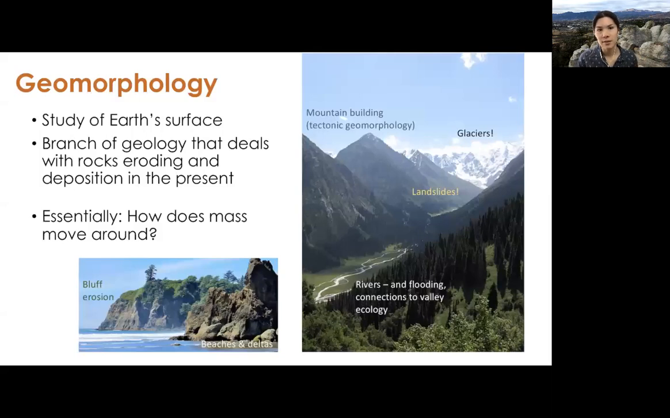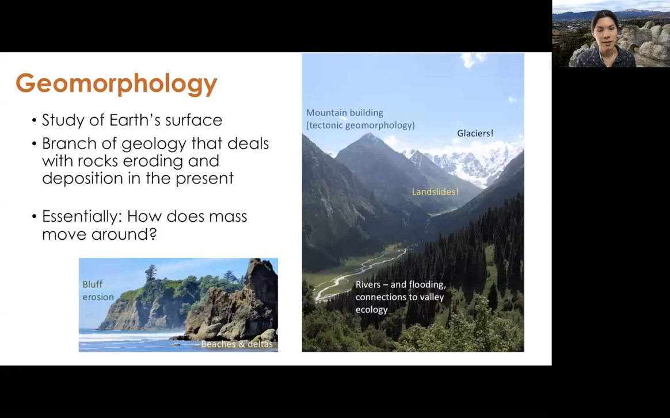And essentially, this is the branch of geology that thinks about erosion and deposition and really ties closely to natural hazards. We could boil down a lot of geomorphology to just asking the question, how does mass move around? And in particular, when we're thinking about landslides, we're thinking about how does soil, how does debris move around?